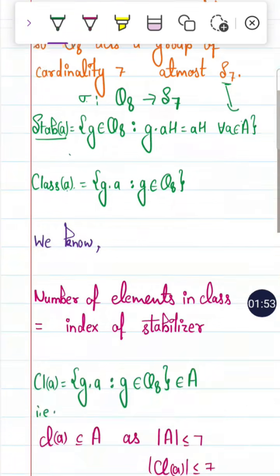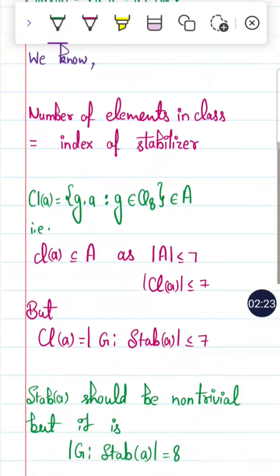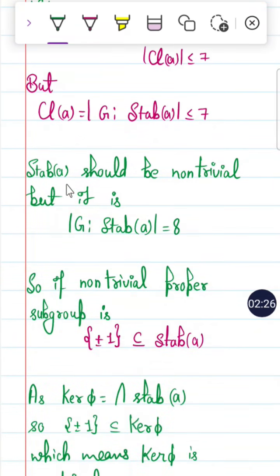Now, we know that the number of elements in the class is equal to the index of the stabilizer. Now, class of A is equal to G dot A, for all G in Q8, and this class is contained in A. If it is contained in A, the cardinality of A is always less than or equal to 7 because it is a subset of S7. So the cardinality of class of A is also less than or equal to 7. But the definition of class of A is the cardinality of G over the stabilizer of A. So the stabilizer should be non-trivial, right? It should be non-trivial, since this is less than or equal to 7.